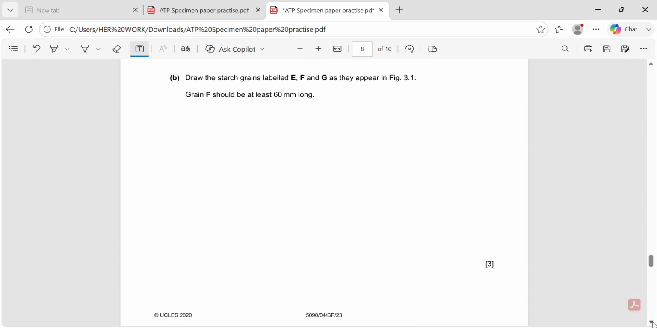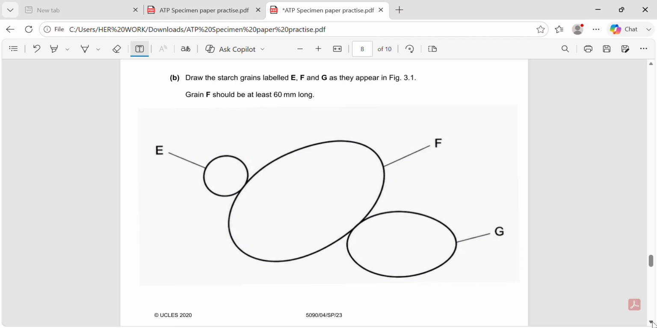The next question asks, draw the starch grains labeled E, F and G as they appear in figure 3.1. For this question, we need to follow the drawing instructions carefully. First, draw only the starch grains labeled E, F and G, and do not include anything else from the figure. Grain F must be at least 60 mm long, so before drawing, use a ruler to measure a length of 60 mm for accuracy and then draw grain F larger than 60 mm along with grains E and G beside it exactly as shown in the figure above.